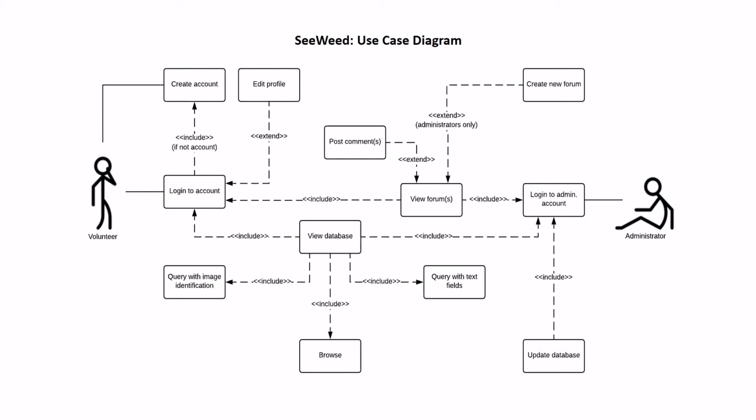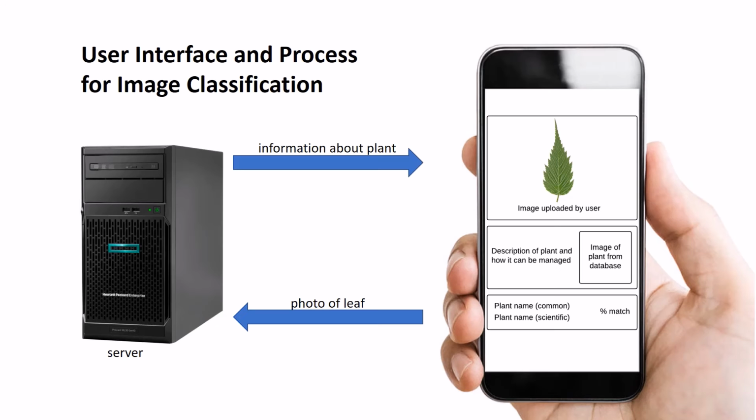To identify a weed, a typical user would firstly log into their account and then search the app's database. This can be done by either browsing the database, using the text query function, or the image classification function. Image classification will be the most novel and convenient way for users to identify weeds.